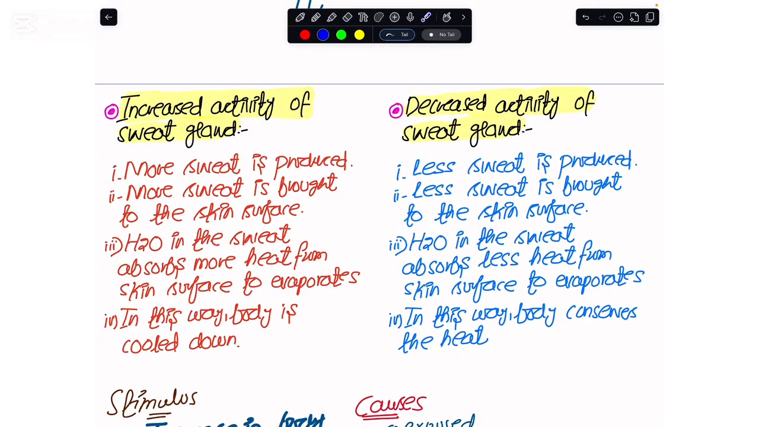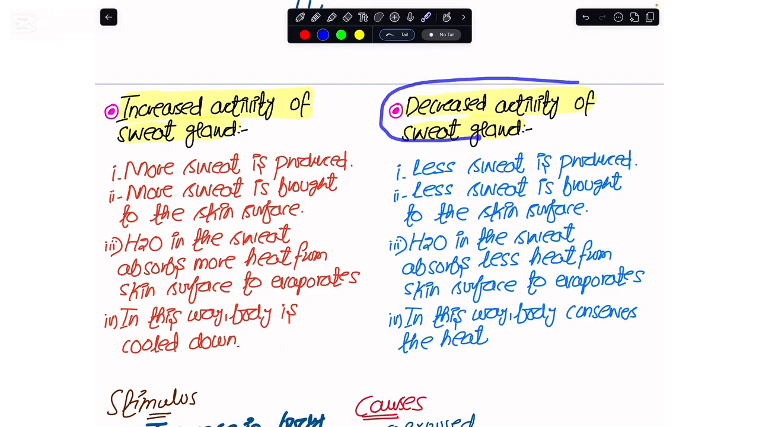Now, again, two things happen with the sweat gland. When we would like to lose a lot of heat from the body, more sweat is produced and more of the sweat is brought to the skin surface. And as a result, the water in the sweat, when it comes toward the top surface of the skin, absorbs the heat from the skin surface to evaporate, and this way the body is cooled down.